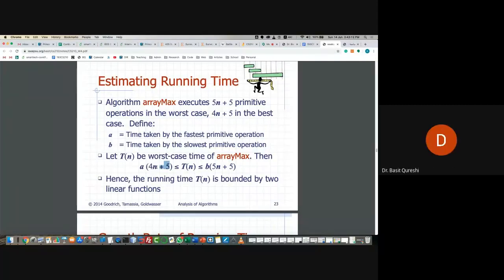So you can ignore the constant term. That's what we're saying. Same thing goes here, 5n plus 5. If n is a billion, what's 5 billion plus 5? 5 is nothing compared to it.